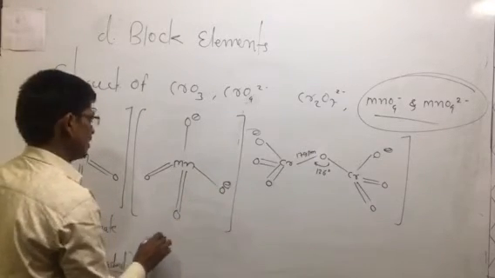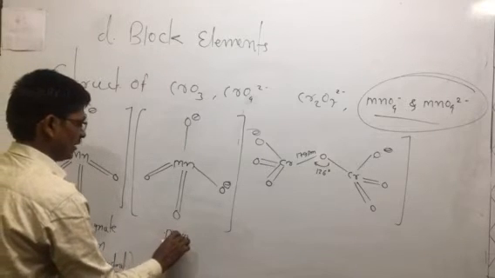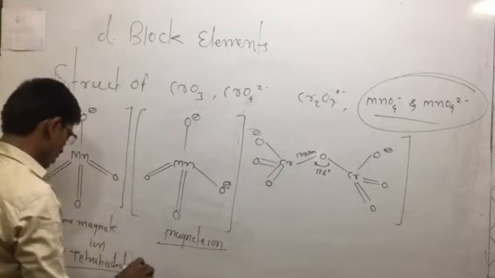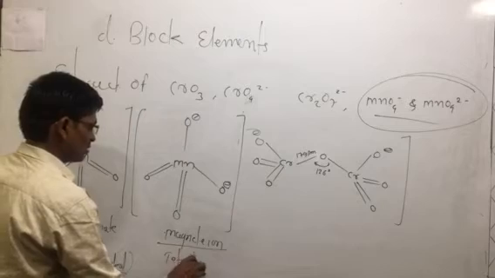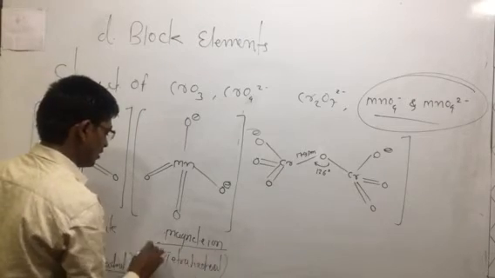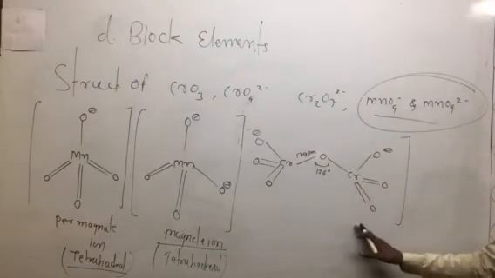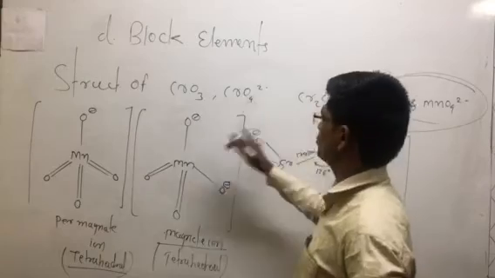So this is the permanganate ion, and this one is the manganate ion. Again, the geometry is tetrahedral. So these are some structures that are part of your syllabus, NCERT as well as state board. These are 4 to 5 structures.